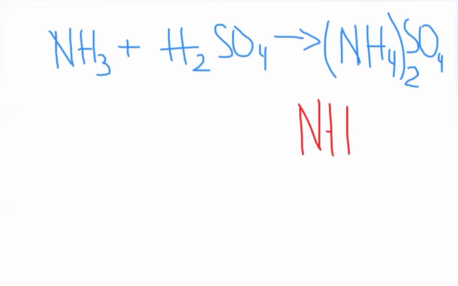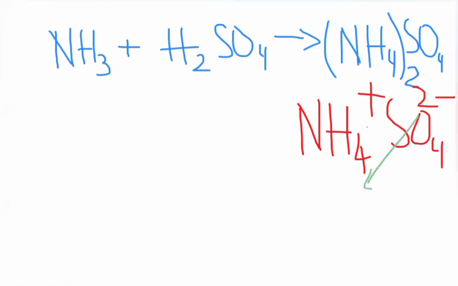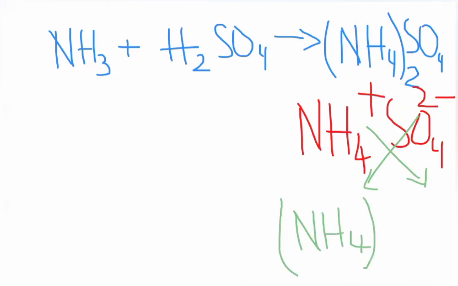NH4 has a charge of 1 positive. SO4 has a charge of 2 minus. We cross multiply the two charges. And so we get NH4. Since that 2 has to be multiplied with the whole of ammonium, so it becomes NH4 taken twice. We use brackets and SO4.